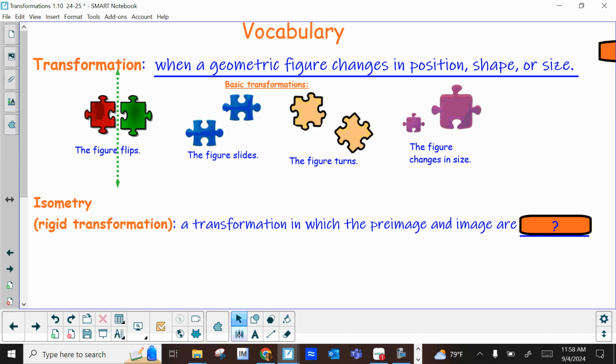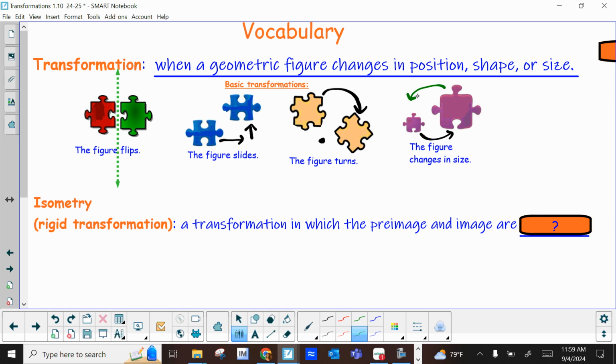This one here looks like it's just simply sliding to the right and then up, okay? So that's like translating. This puzzle piece looks like it's turning about a point, maybe about right there. So this is the center of rotation. And then this last one obviously is changing in size. So it went from small to big if you're looking at it like that. If you're looking at it this way, it's shrinking in size, okay?